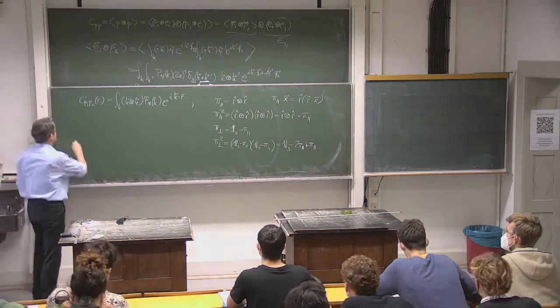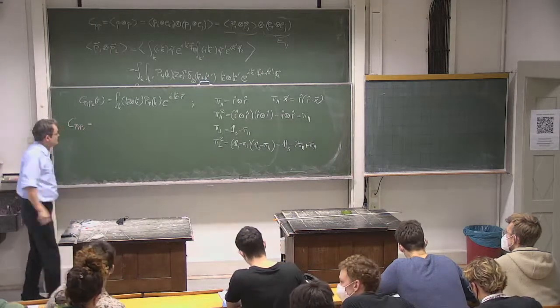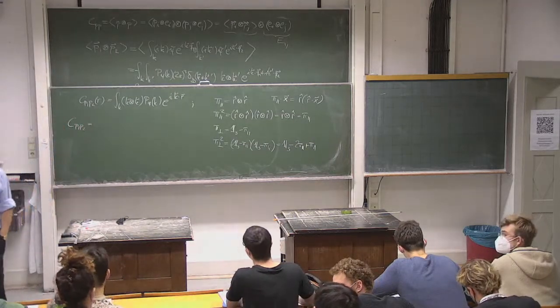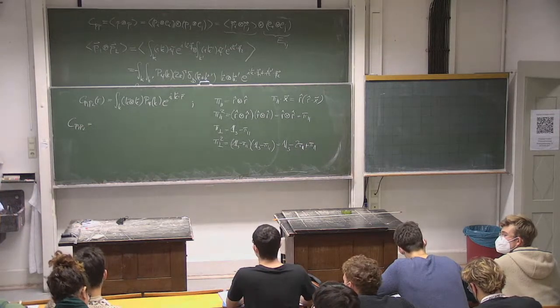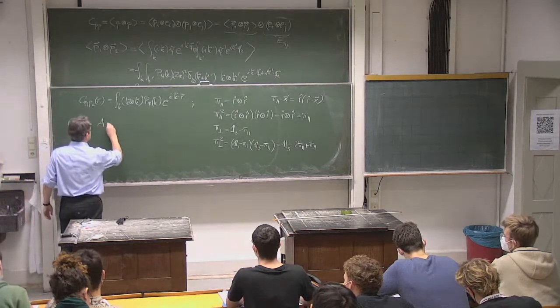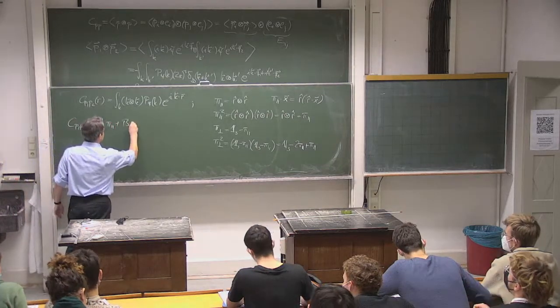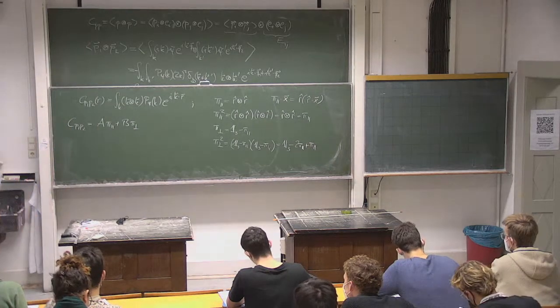Now we do the following thing. Now it must be possible to write the CP1, P2 as a linear combination of these two projectors. So it must be possible to write this as A times P parallel plus B times P perpendicular. And we need to find A and B.